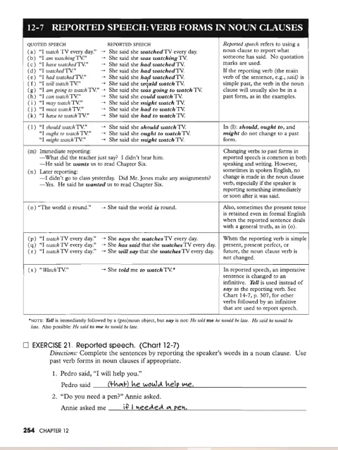So would is the past tense of will. "I am going to watch TV." She said she was going to watch TV. "I can watch TV." She said she could watch TV. "I may watch TV." She said she might watch TV. "I must watch TV." She said she had to watch TV. "I have to watch TV." She said she had to watch TV.